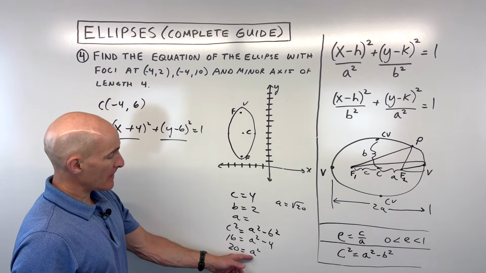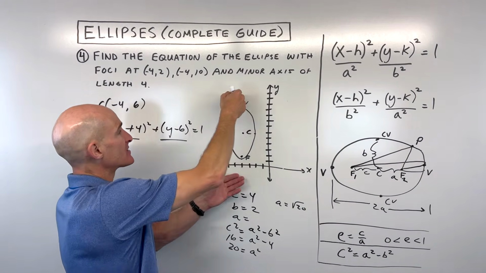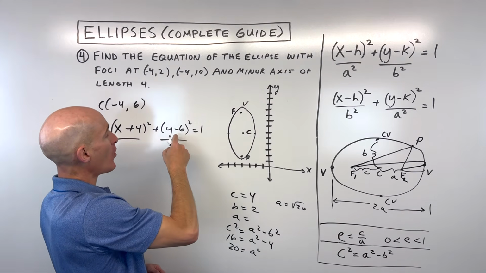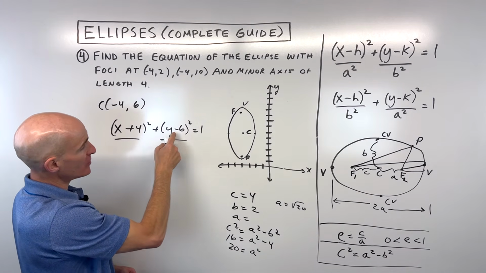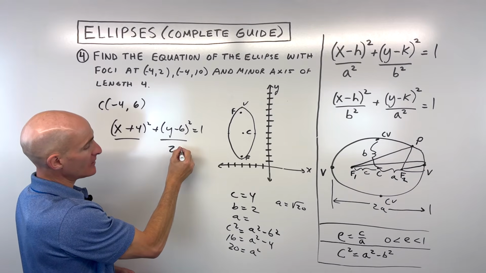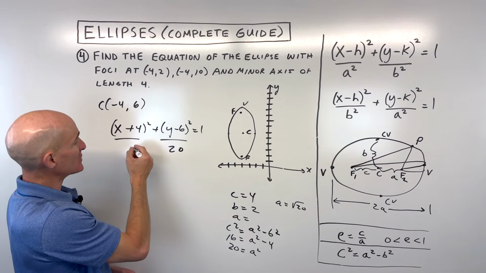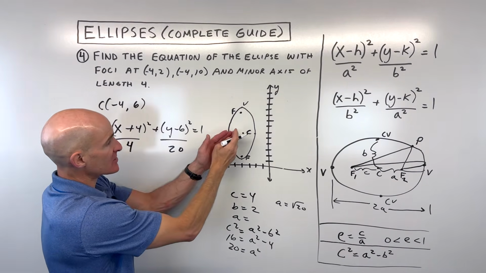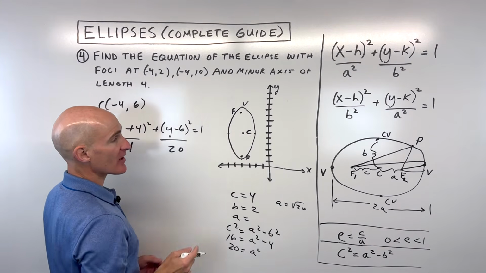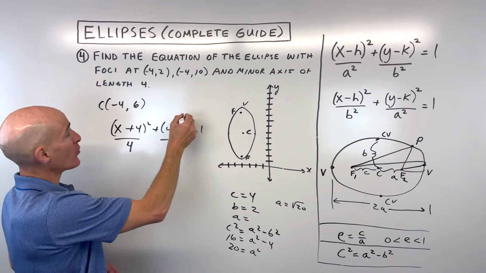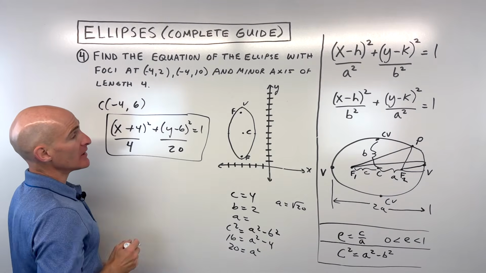And we know that it's longer in this vertical direction, this y direction. So a squared is going to go underneath the y, which is 20. b squared, which is 2 squared, that's 4. That goes underneath the x. That's our horizontal direction, our x direction. And now we've got the equation of our ellipse.